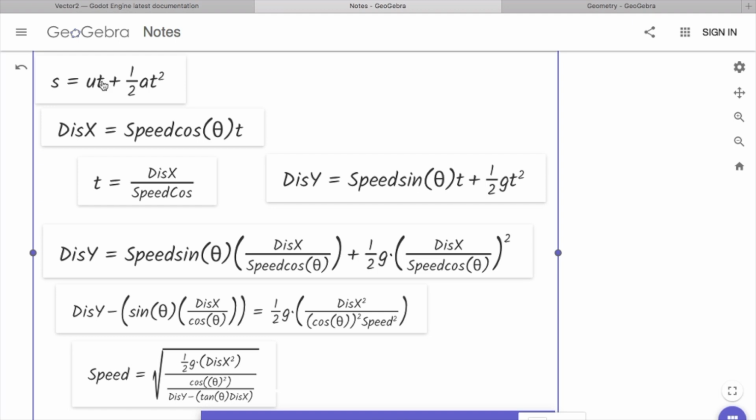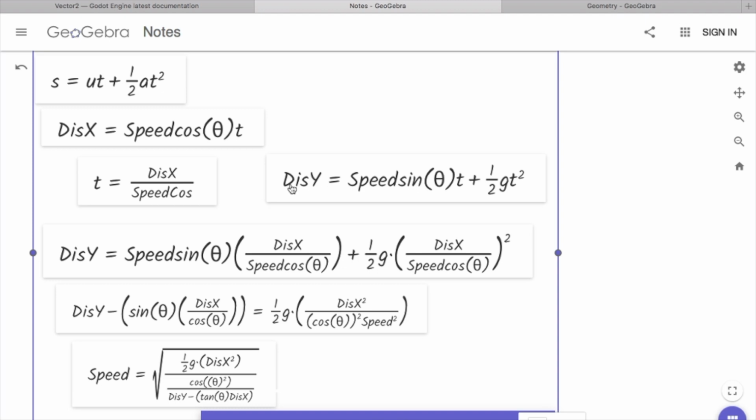Now we're going to split this equation into the x and the y components. We're going to solve the x equation for time and then stick that time variable into the y equation. That way we can figure out what the speed is. So again, what we're going to start by doing is in the x direction we don't have any acceleration, so this part of the equation's gone. We have the speed times the cosine of theta times time, and we want to solve for t. So we move t over to the other side.